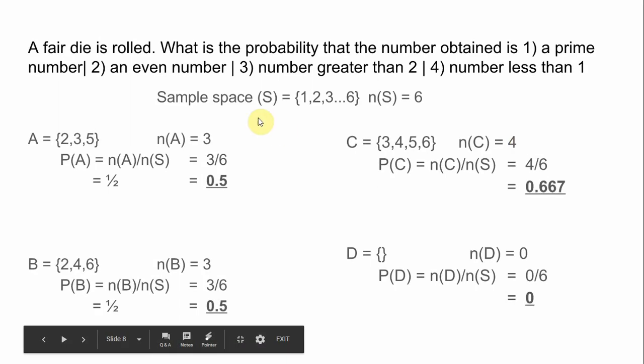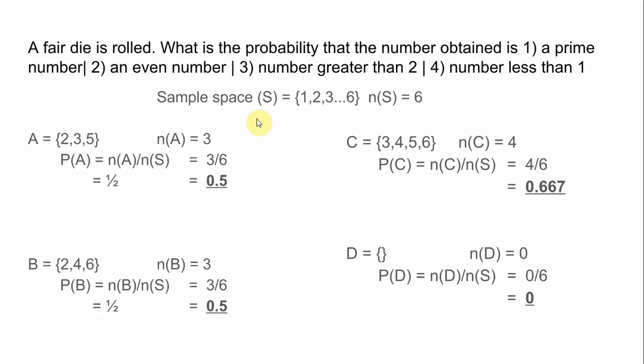Numerical. Read the question carefully. My explanation will follow. What do we have here? Sample space S is given: 1, 2, 3 all the way up to 6. Number of outcomes 6. Let A be the event of obtaining a prime number. Outcomes 2, 3 and 5. Number of outcomes 3. Probability by the theoretical formula: number of outcomes in A divided by number of outcomes in S, that is 3 by 6, that is 0.5.